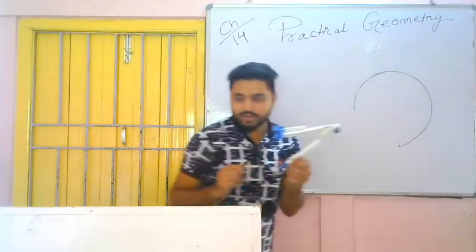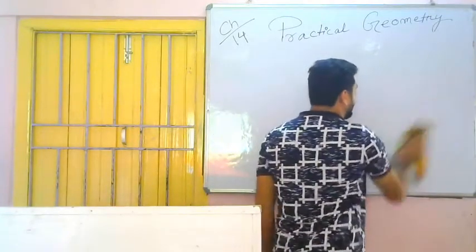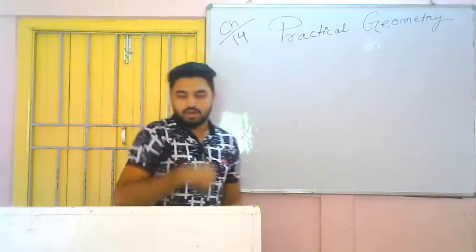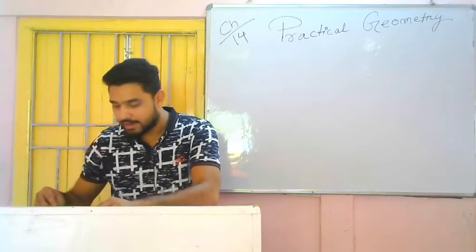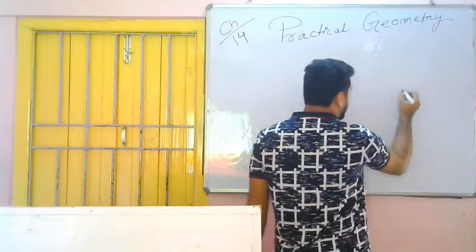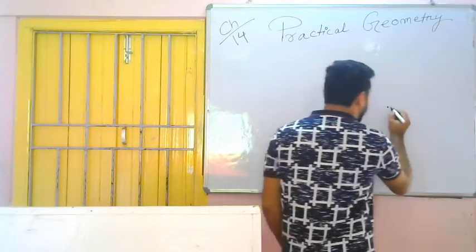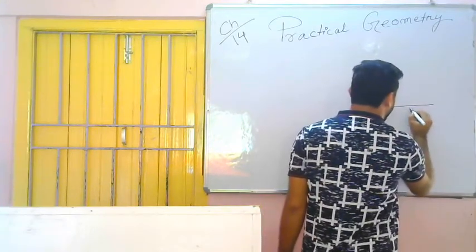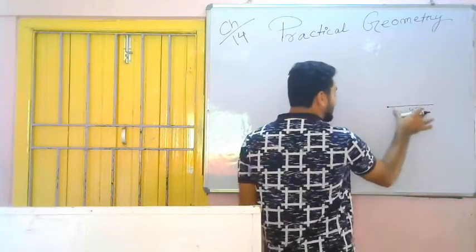So this is not compatible with the board. You just draw with your compass in your copy, and you will get a shape like this. First you take the center. Then you take the radius 4.5. Suppose this is 4.5 centimeter, and with that radius you draw the circle.